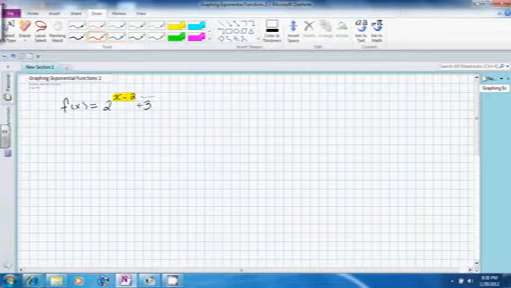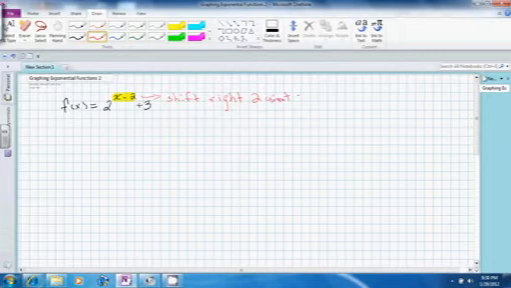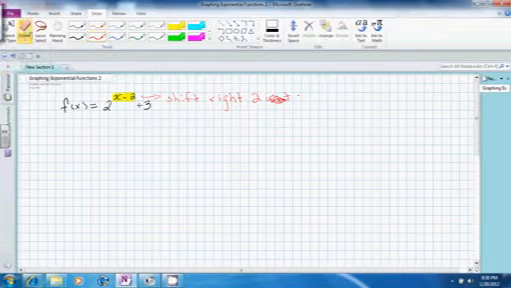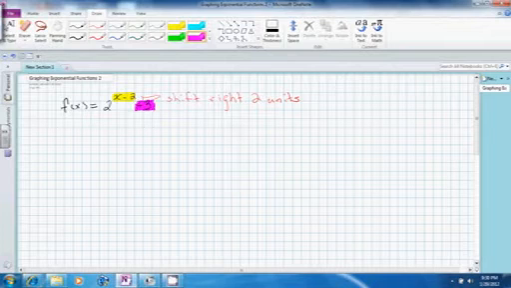That is going to shift my graph to the right 2 units. But it's going to shift to the right 2 units. And this plus 3 will shift it up 3 units.